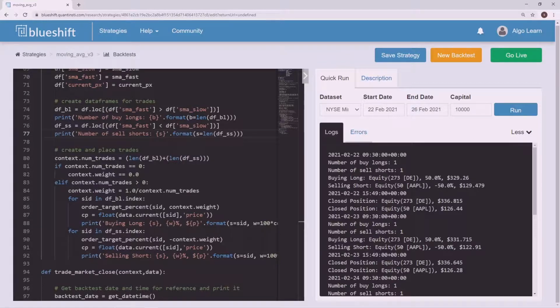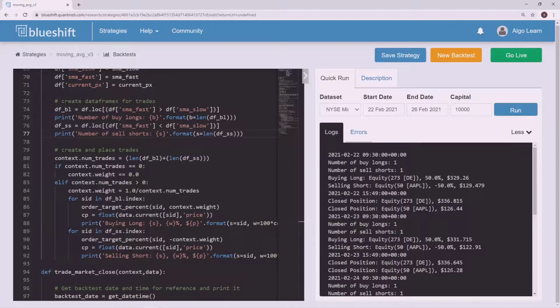We sold our position in Deere for a nice gain of almost $7 a share. And then look, Apple, we had a nice gain of almost $3 a share. You can go to the next day, and you could see we bought in at 331 on Deere, and then we got out at 336 on a long position, which was good. We did lose on Apple, though. We went short at 122.91, and we exited at 126.28 10 minutes before close.